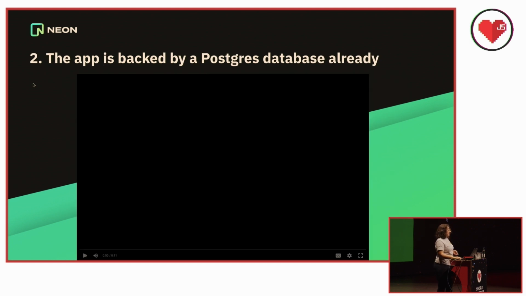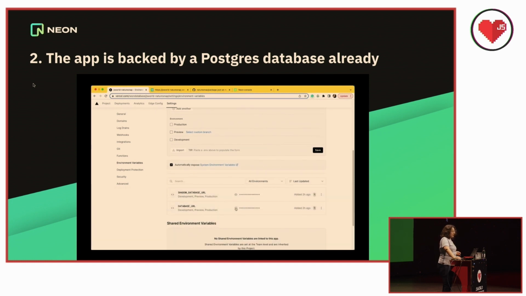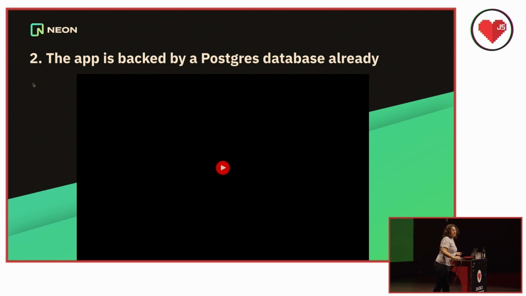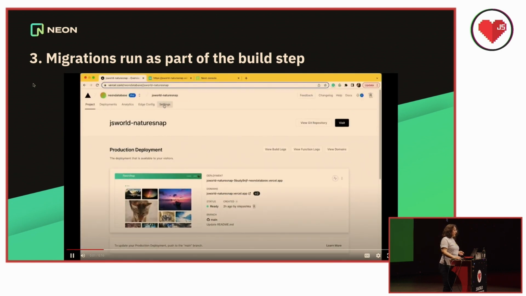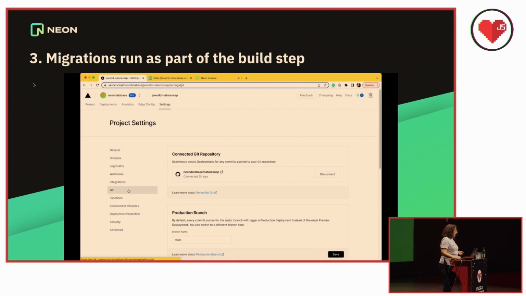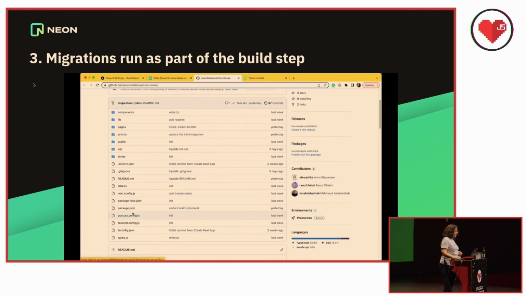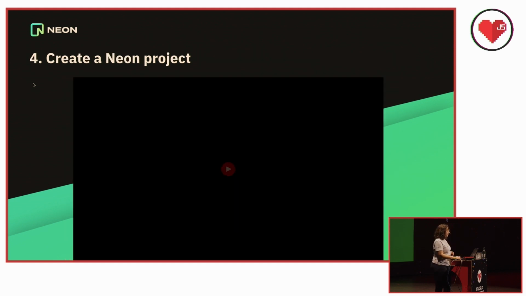As I mentioned, this app is already backed by a Postgres database. So in my Vercel config, I have the database URL configured, and the shadow database URL that is to play nicely with Prisma migrations. And migrations are actually part of my build step. In my app configuration in Git, as part of my package.json, I run the Prisma migrations, generate the migrations, and apply them while building the app.